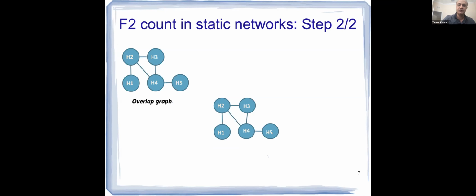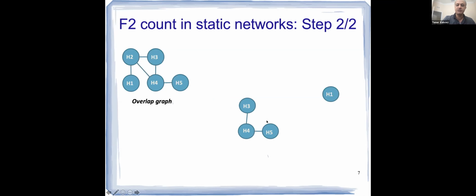So from this observation, I make a greedy decision to pick the node with the smallest degree, which is either H1 or H5 in this example. So I randomly pick one of them and put it in the result set. Now notice that H1 is connected to H2, which means that I cannot select H2 anymore. So I remove this from the overlap graph and I repeat the same process.